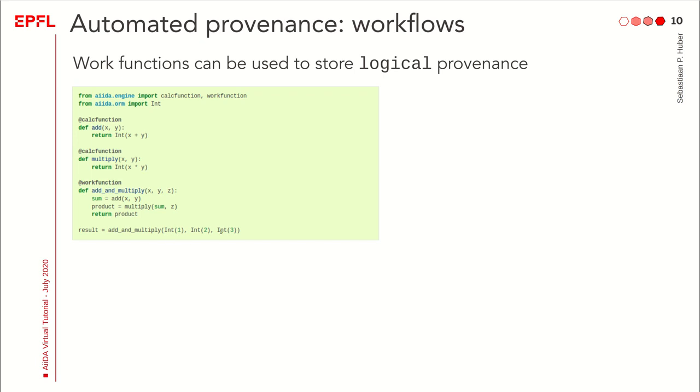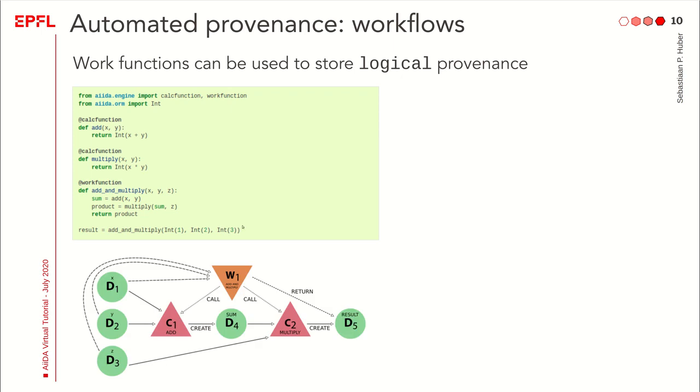Now if we call this like this, this is the provenance graph that will be generated. So we see x, y, and z are passed into the add and multiply work function. It will call the add calc function with d1 and d2, which produces d4. And then the work function will call c2, passing in d4 and d3, which produces the final result.